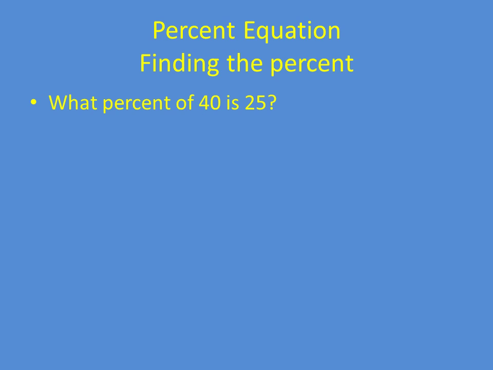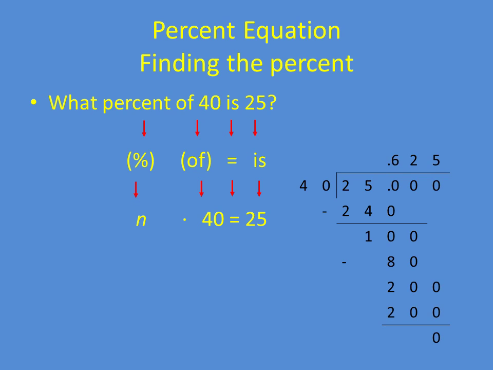Here's another equation where we're going to find the percent. What percent of 40 is 25? Once again, we're going to use the same equation: percent times of equals is. When I translate that with my problem, I get n times 40 equals 25. Once again, since my two numbers in my problem are on opposite sides of that equal sign, I'm going to have to divide. When I divide these, I get 625 thousandths.